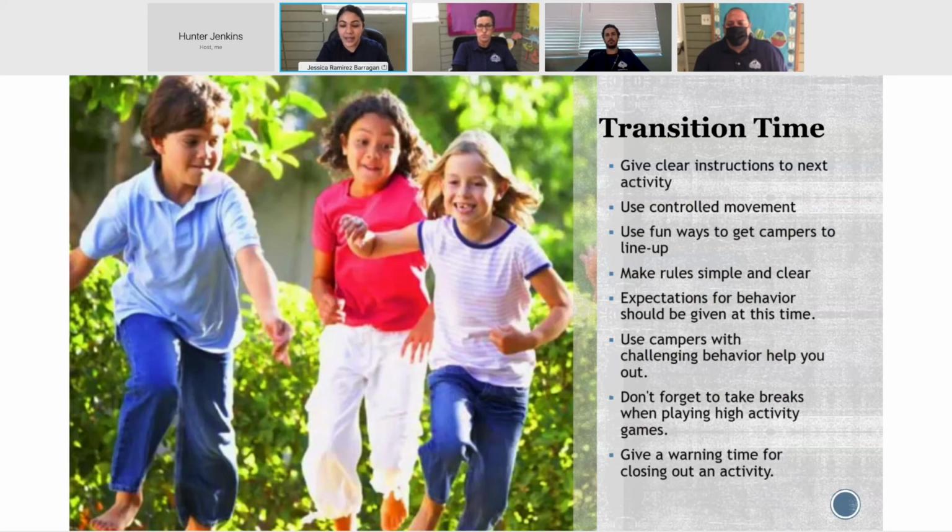Lastly, give a warning time for closing out an activity. I always have timers set for my kids. I think it would be a very good idea to ask your staff, like, what's my time limit on this? And as a rec leader, you have to make sure that you stay within your limit to stay on track so routines won't get broken.